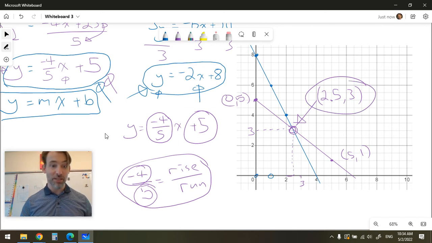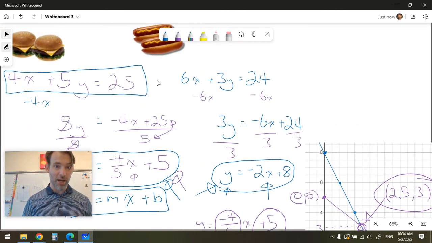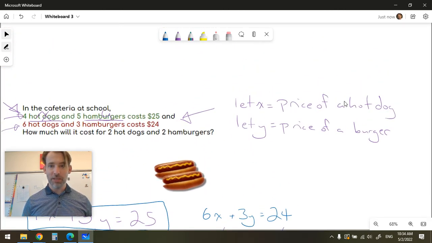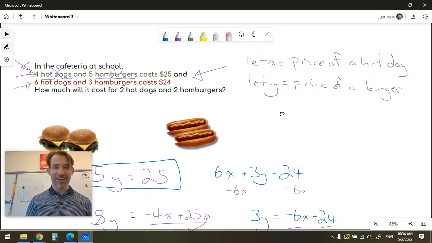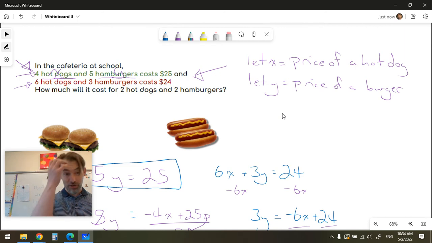Let's go up and see what that means. 2.5 is x and 3 is y. Well, we let x be the price of a hot dog. $2.50 is the price of a hot dog, and y is the burger. $3 is the price of a burger.